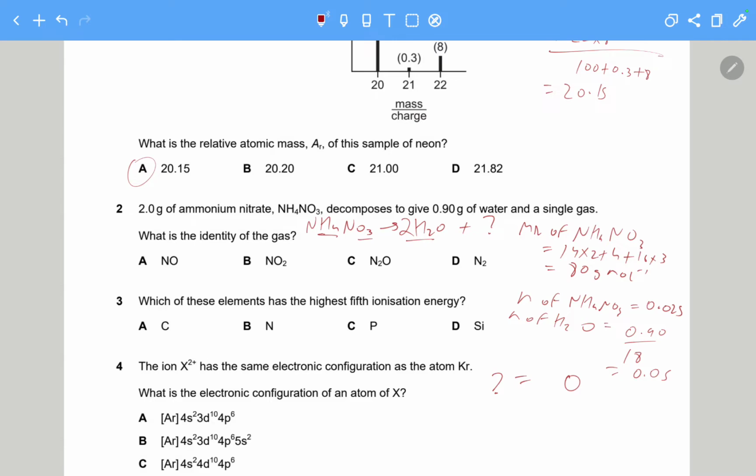What we are left with is 2 nitrogen atoms. So we want 1 oxygen atom and 2 nitrogen atoms, and the only option for that is N2O. So C is the answer.